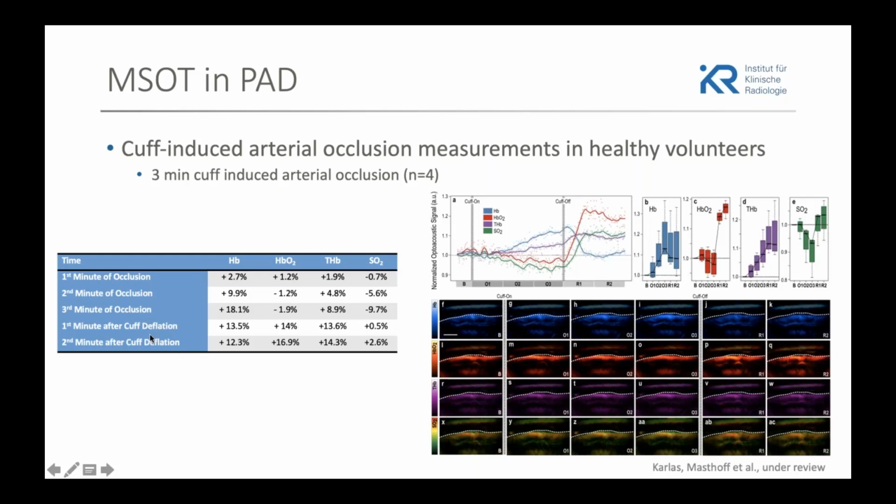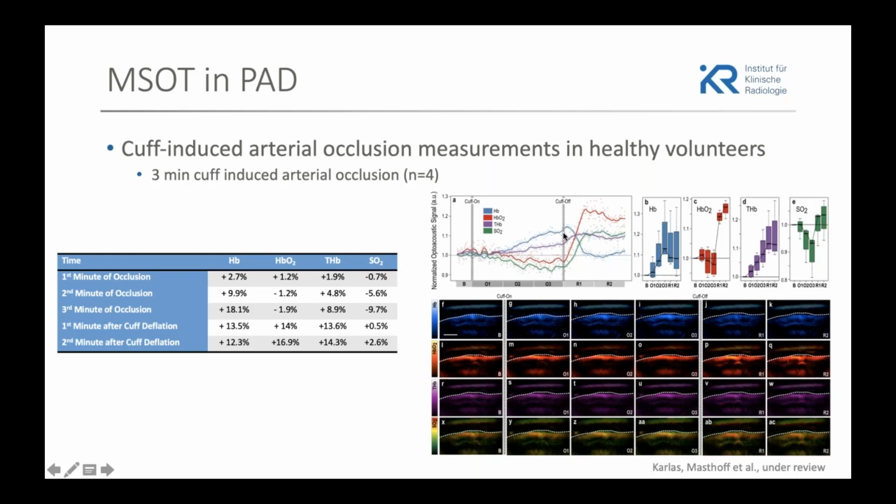After deflation, there you have a reperfusion effect, which is well known as a mechanism in humans and animals. Then you see here an increase in oxygen saturation and hemoglobin, especially the oxygenated hemoglobin in the second minute after cuff deflation, representing the reperfusion of the affected tissue. On the right side here is the graphical illustration of these experiments.